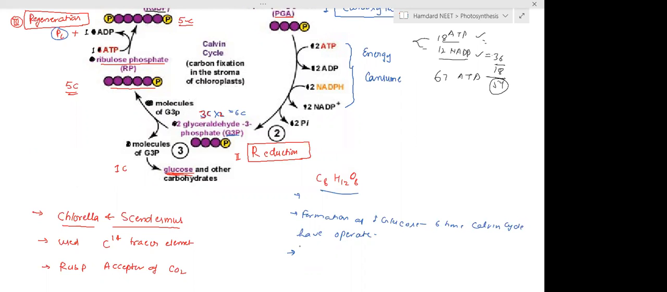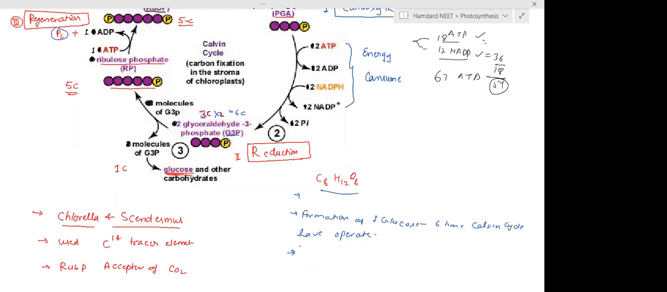There are two regeneration processes, one in the first part, and then there's one more in the last part, the third part. So total three ATP in 1 cycle, and 6 times 3 is 18. So that's total 18, yeah, 18.